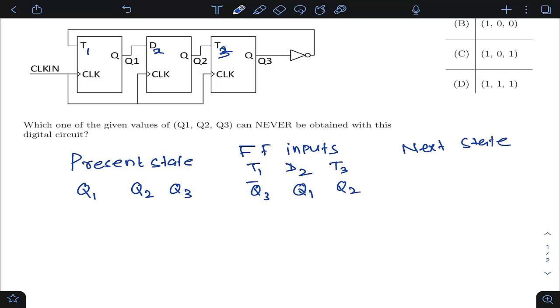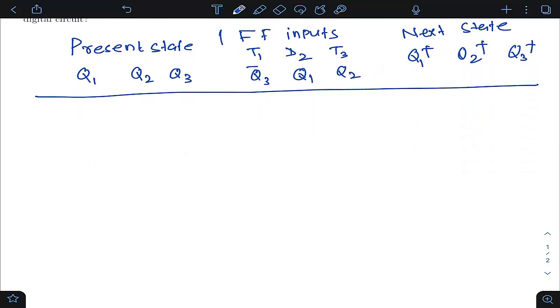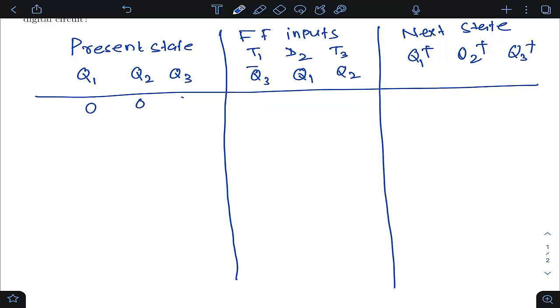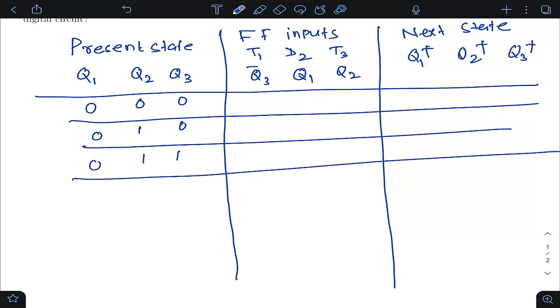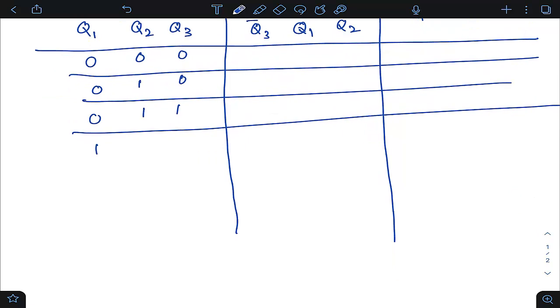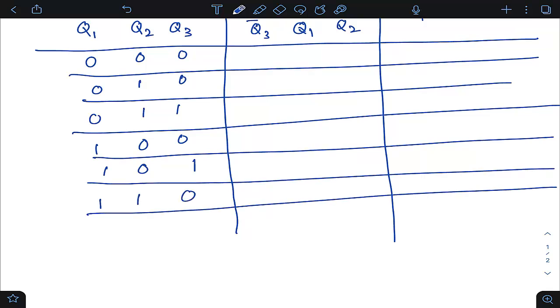Next state, so Q1 plus, Q2 plus and Q3 plus. Now we can write their combinations and from there we can easily get the corresponding counting state. Let me write all the combinations so that we can have a very clear picture. 0 1 0, then 0 1 1, then 1 0 0, 1 0 1, 1 1 0 and 1 1 1. All right.